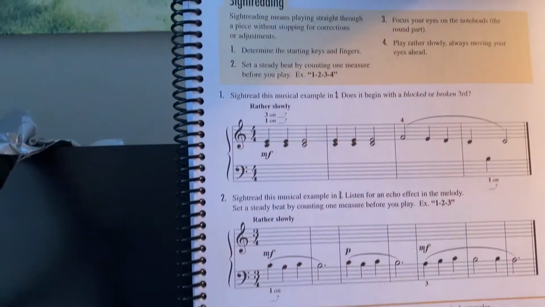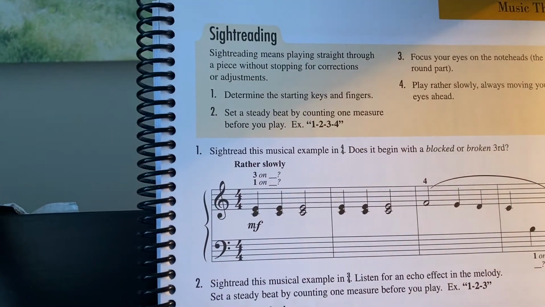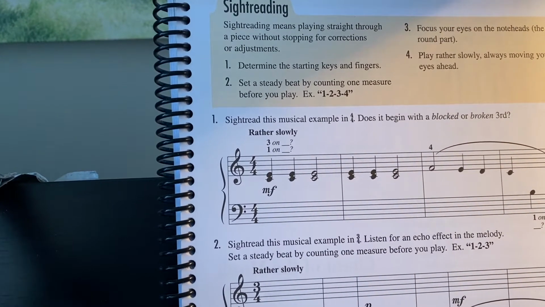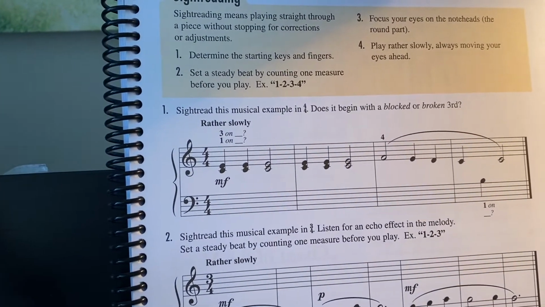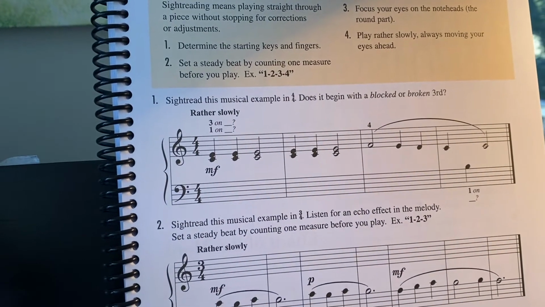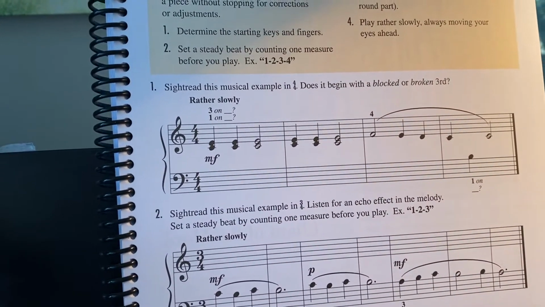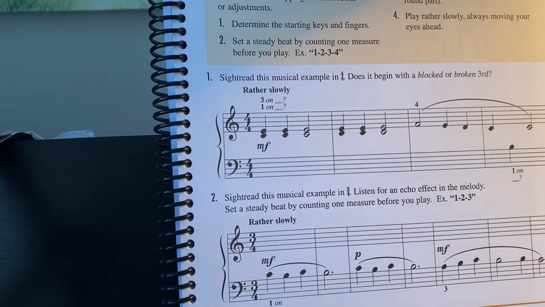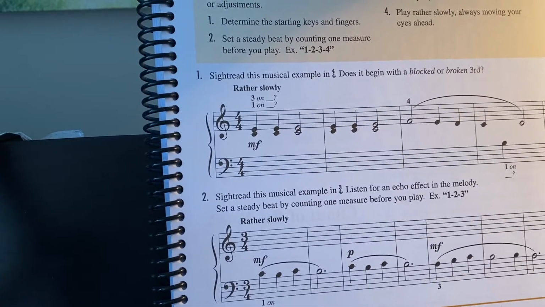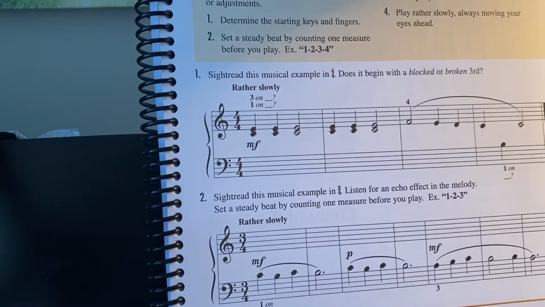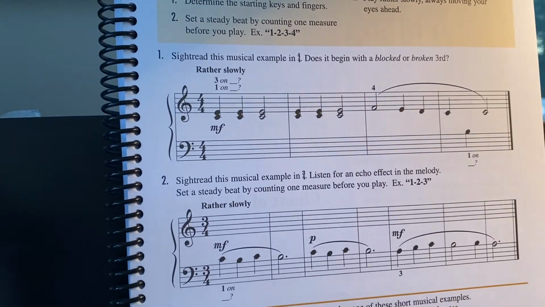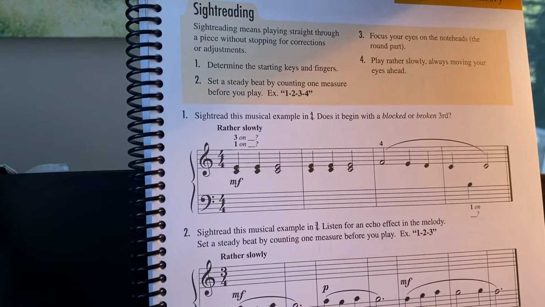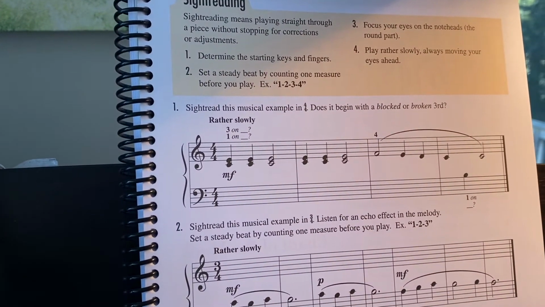There's a couple of tricks to doing it. You can first determine the starting keys and fingers. So look at where you start, set a beat for yourself, look through the piece, focus your eyes on the notes ahead, on the note heads, the round part. You want to sight read just like you read a book. As you're reading a book, you don't focus necessarily on just the word that you're saying. You have a tendency to look ahead and read ahead a little bit, so you do that as you sight read as well. And then it says play rather slowly, always moving your eyes ahead.